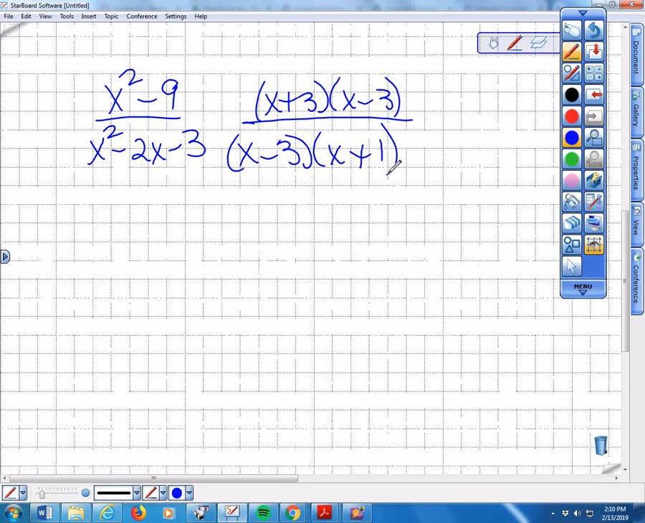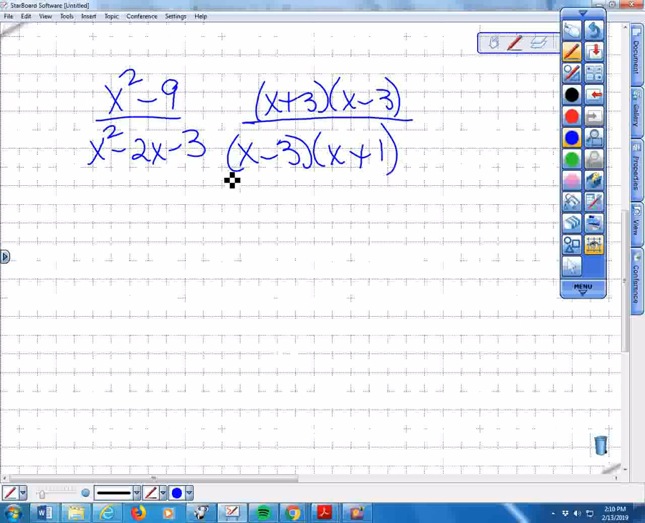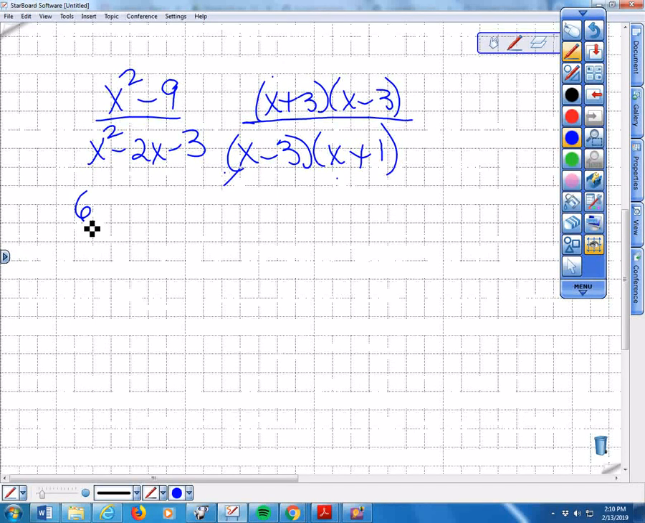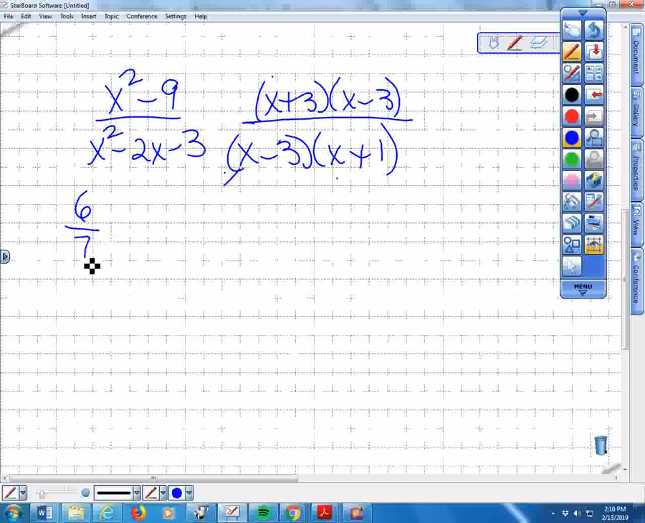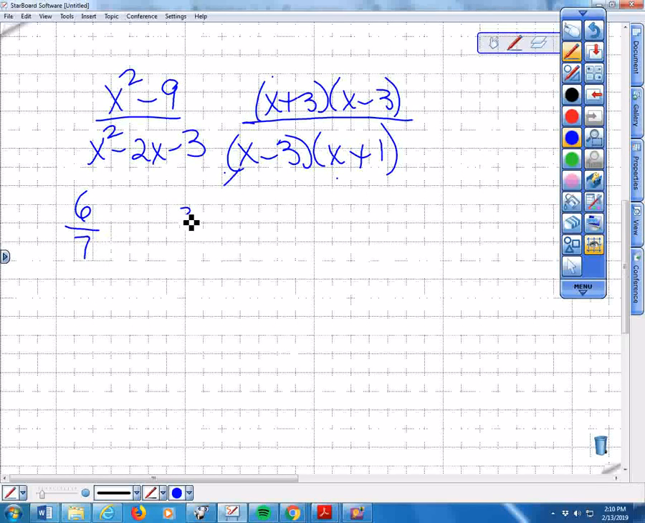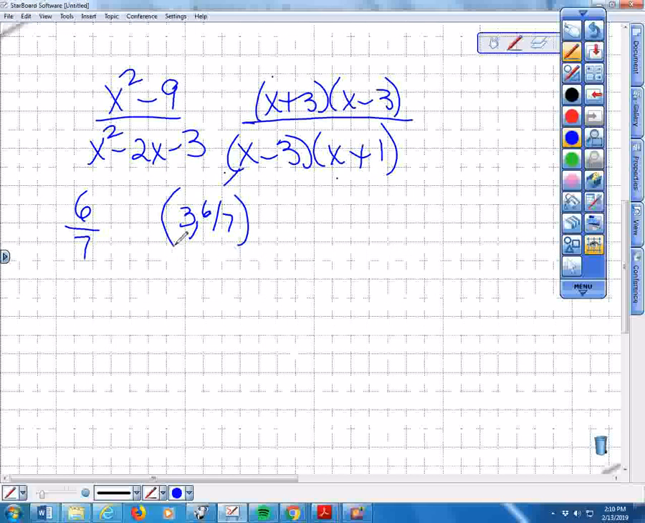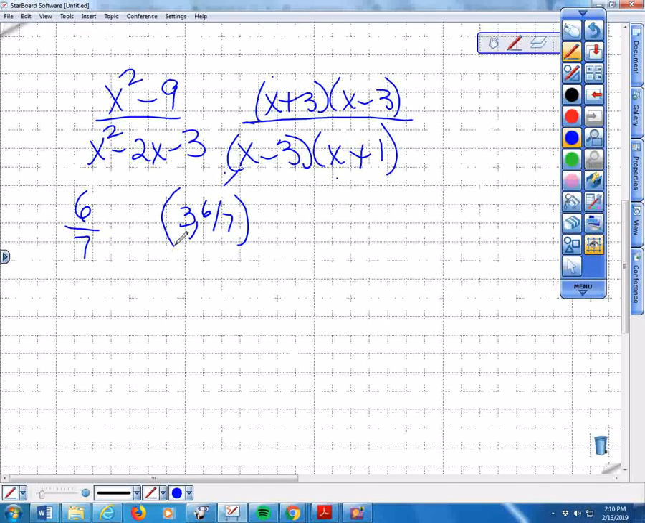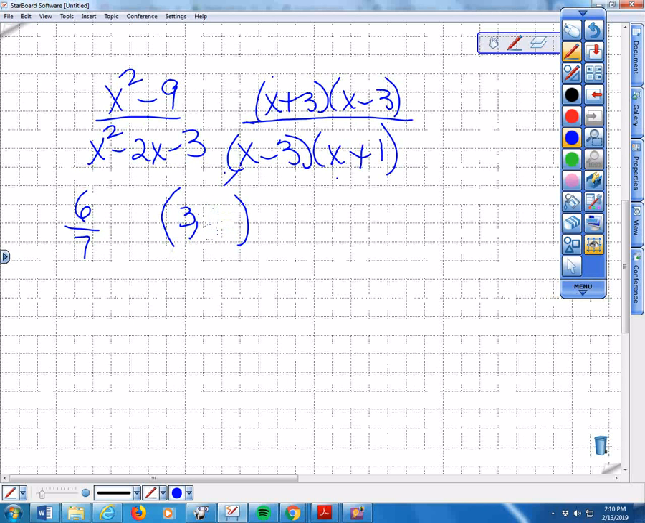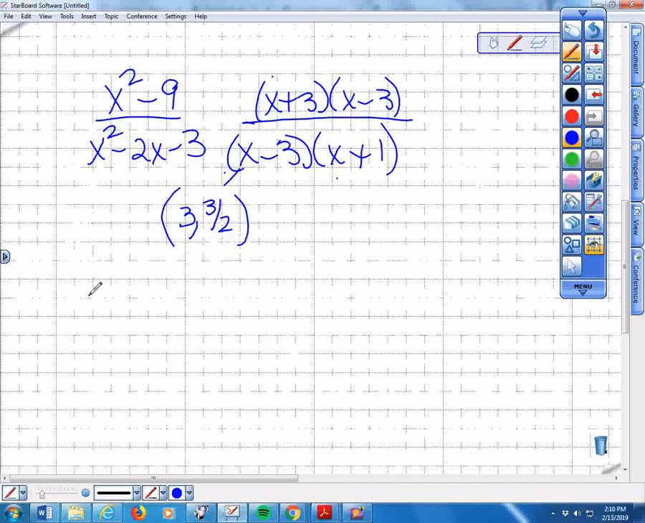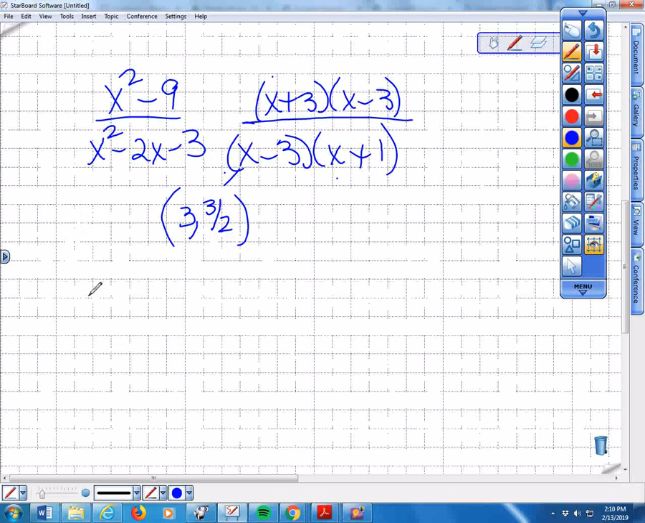So what I'm going to do is ignore these two and just plug in 3 here and 3 here. So I have 6 over 7, right? So my hole happens at 3, 6/7. Did I do that right? Wait. 6 over 4. Let's try that. 3/2. That's a little better. Okay, so there's my hole.